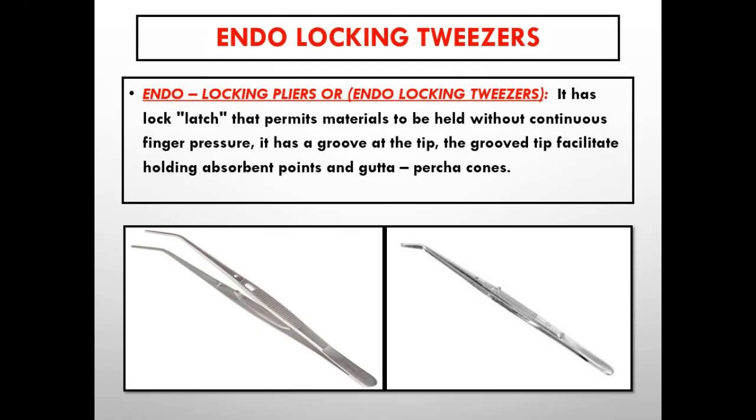Endo locking tweezers, endo locking pliers or tweezers. It has a lock that permits material to be held without continuous finger pressure. It has a groove at the tip. The groove tip facilitates holding absorbent points and gutta percha cones.